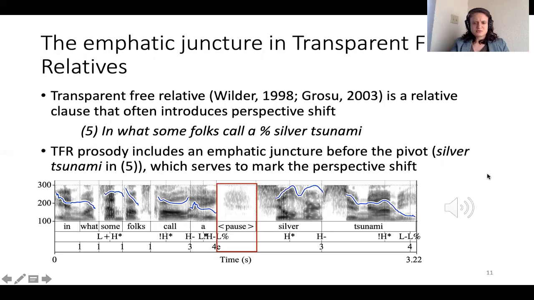So I will play this example for you now. Listen for the emphatic juncture, which is marked in the spectrogram with the red box between A and silver.